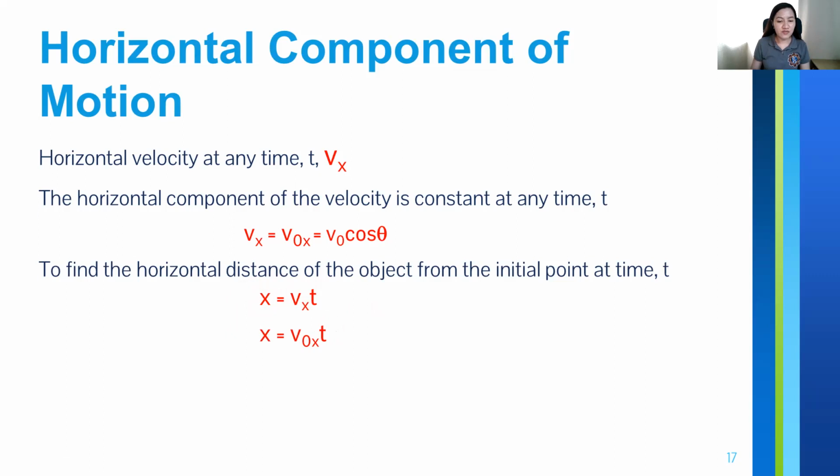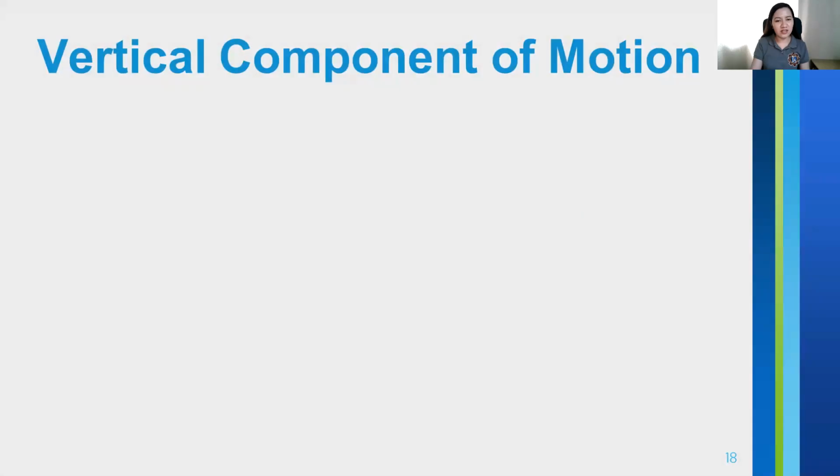So we can just replace vx with Vox, they are just equal, or we can replace that with Vo cosine theta t. So again, kani silang tulo, they are just equal. Kay constant man ang horizontal component sa velocity all throughout the motion of the object.